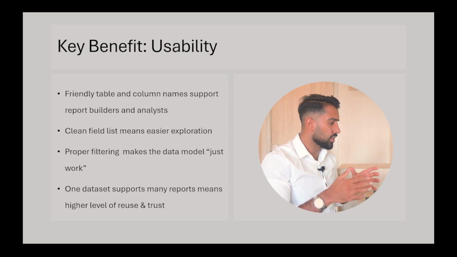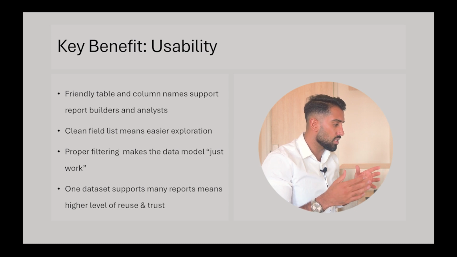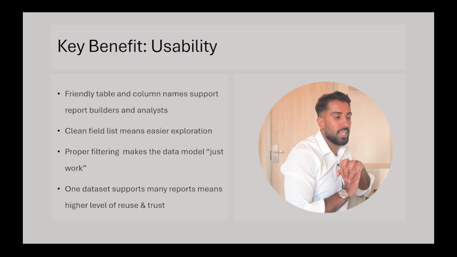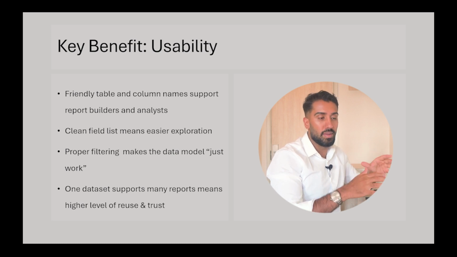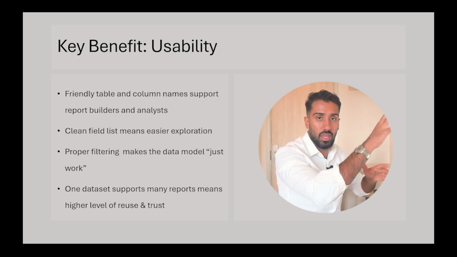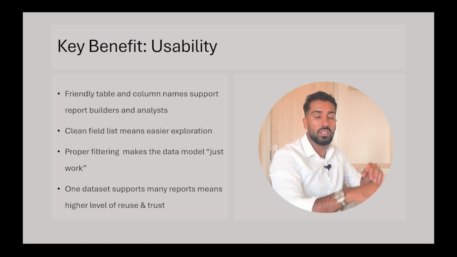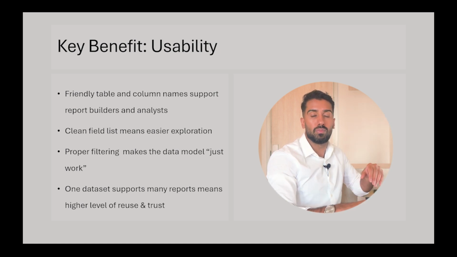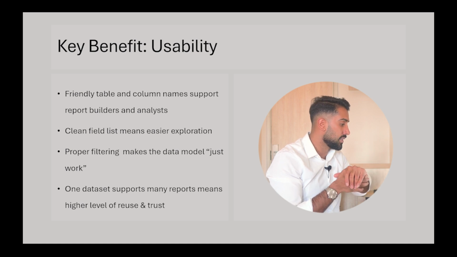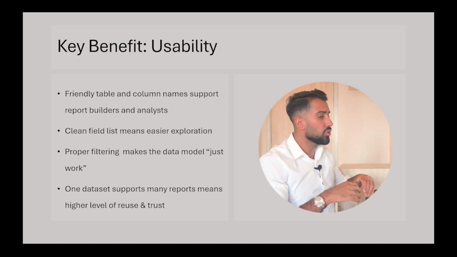I've written that proper filtering makes the data model just work. And what I mean by that is the way you filter from dimension to fact tables. It just makes sense that a dimension has a one-way filter down to a fact table, because you have a lookup table and a table where the calculations are, and you're using the lookup table to look up something in the fact table. It just makes sense that way. That's just how it works.